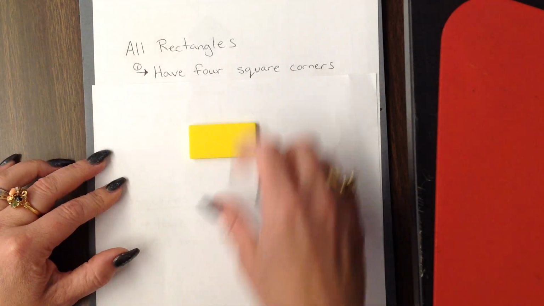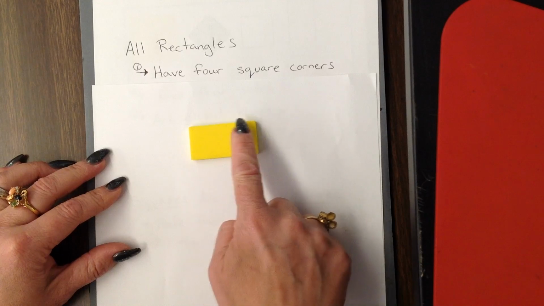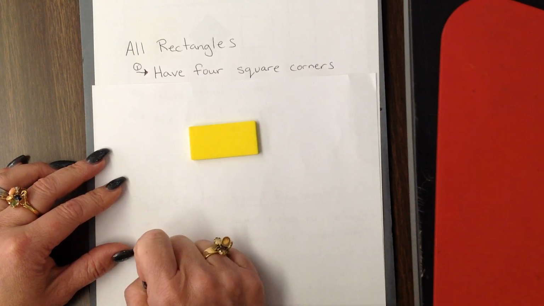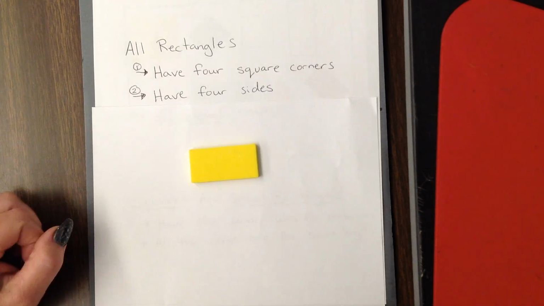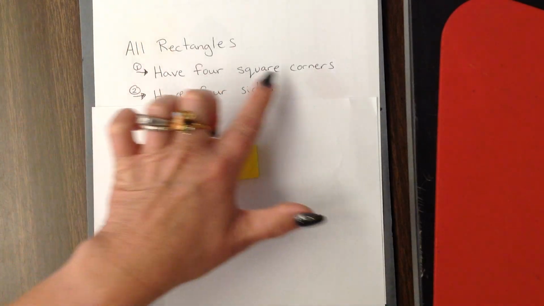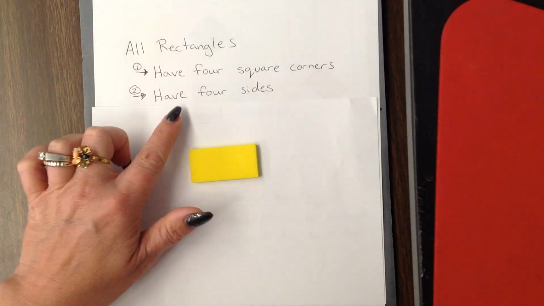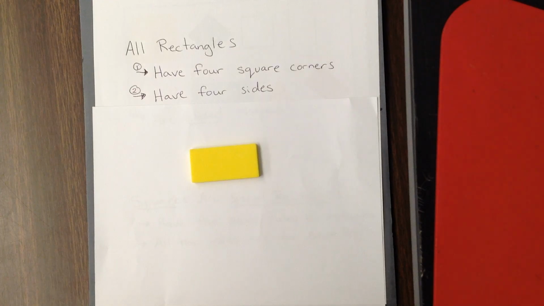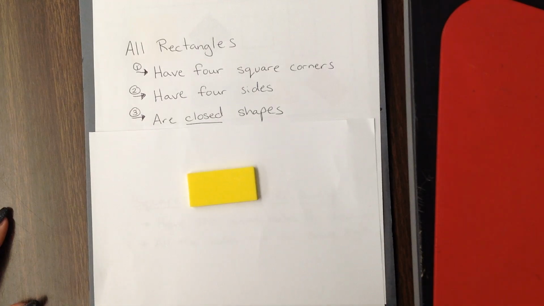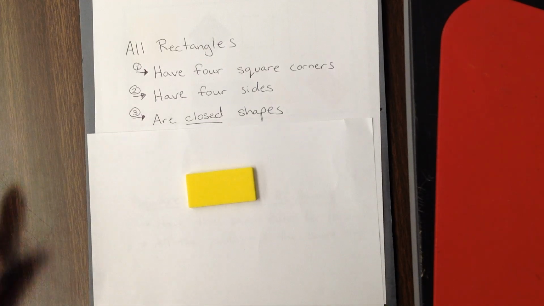Now, what's another feature that you notice about this? You may notice that it also has four sides. Okay, it has four sides. So all rectangles have four square corners. All rectangles have four sides. Now, another feature that you don't usually think about when you're thinking of rectangles, but we have talked a little bit about it, is that all rectangles have to be closed shapes.